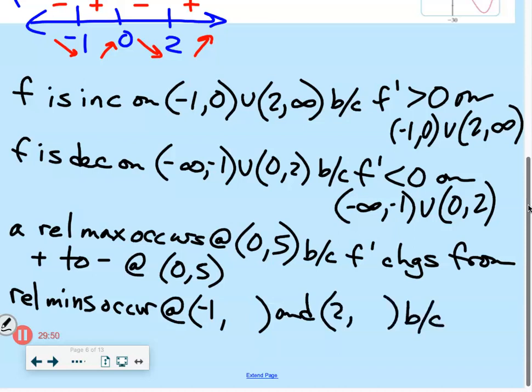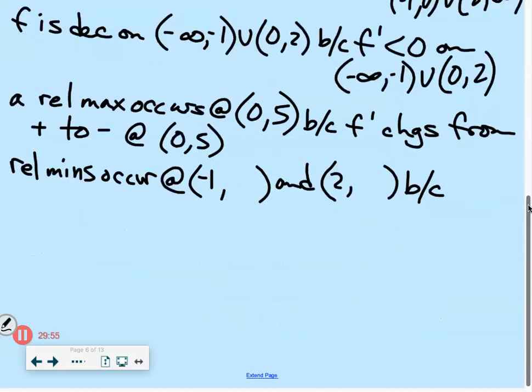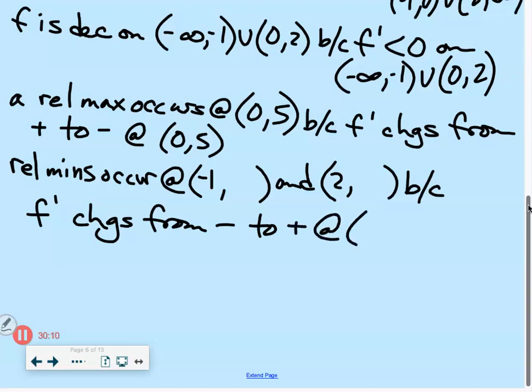Because f of x changes from negative f prime of x. There we go. Very good. At those points, yes. You know, I'm just going to write those points. At those points. Good job. It's not because the function changes, it's because the derivative changes.